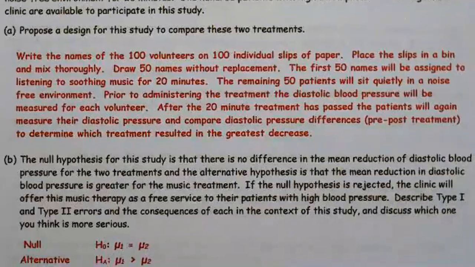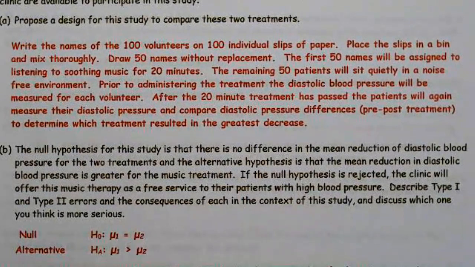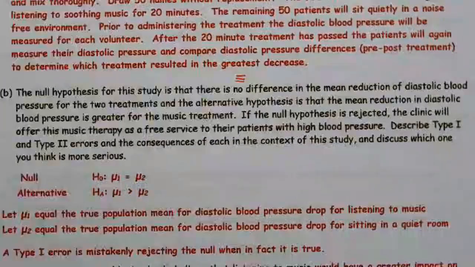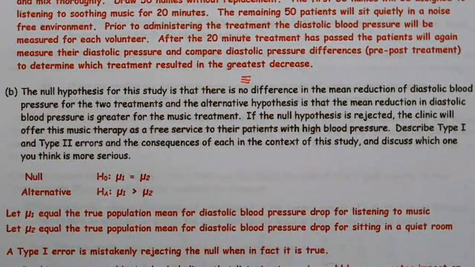The next part. The null hypothesis for this study is that there is no difference, and you did not need to write it down, but I wrote it down for ours. No difference just means that they're equal, for the two treatments. And the alternative hypothesis is the mean reduction in diastolic blood pressure is greater for the music treatment. So I went ahead and defined what they were, mainly for my benefit, not required, because they defined it for you in this particular problem. If this had been a hypothesis test or confidence interval, that would have been required, but not here.